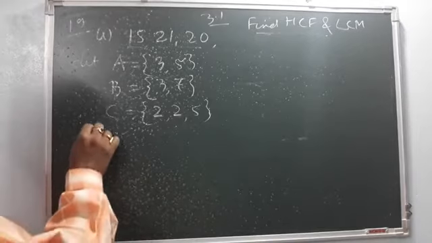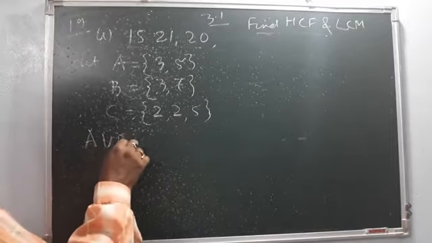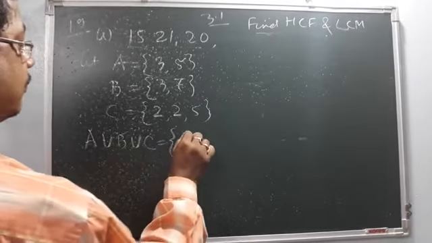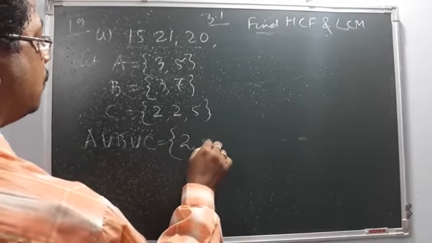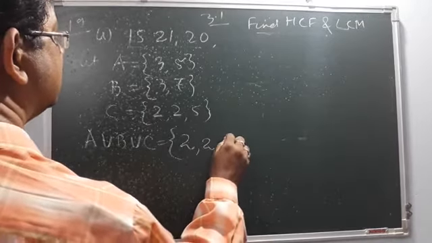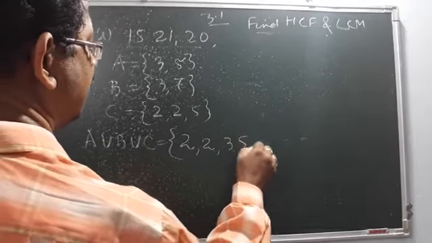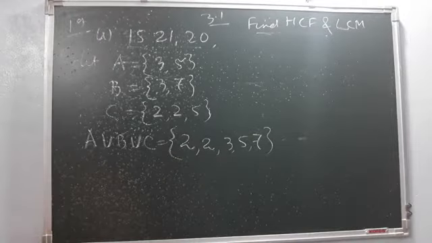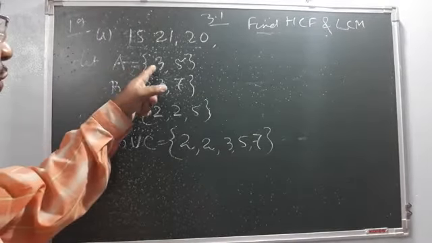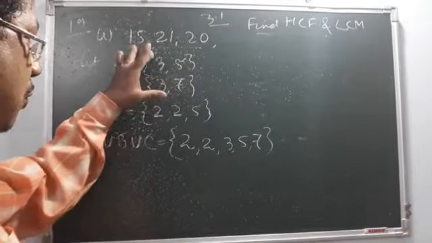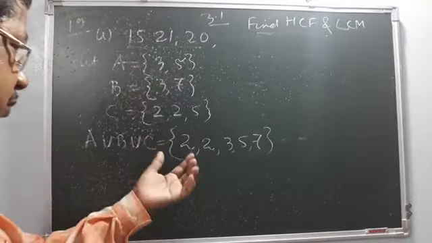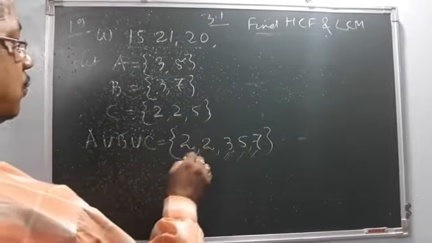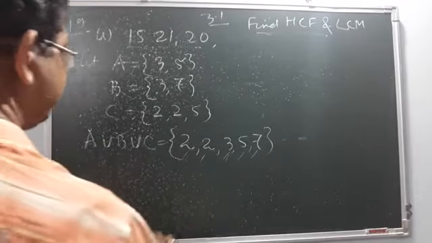Then A union B union C. If we unite all the things, it will be 2, 2, 3, 5, 7. We know this one. How to write A union B union C? You have to combine all that. So here 3, 5, yes, 3, 5 is there. 3, 7, yes, 3, 7 written. 2, 2, 5, yes, 2, 2, 5. So it is this one.